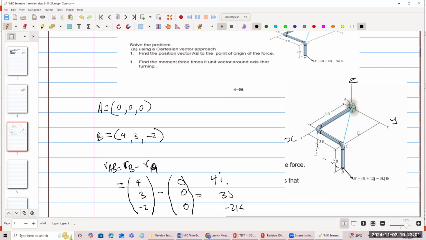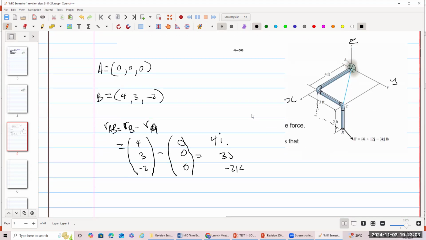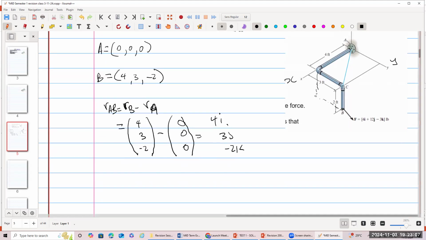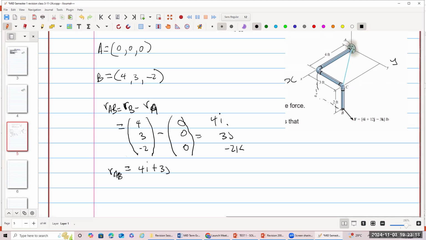All right, so that is the position vector. Now that we have the position vector, we have two components. We have RAB, which in this case equals 4i plus 3j. And I use this example because it's quick.